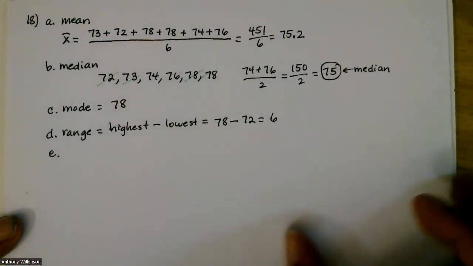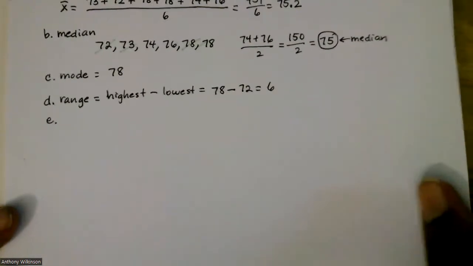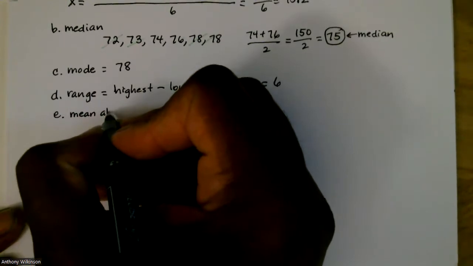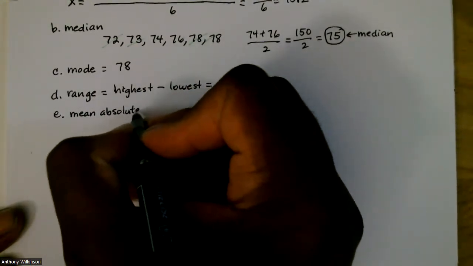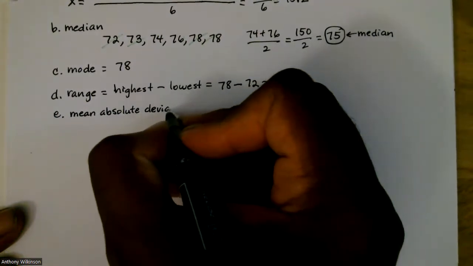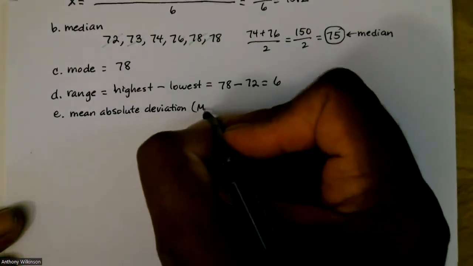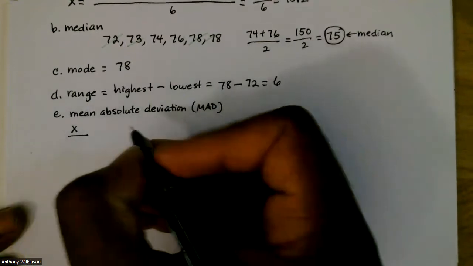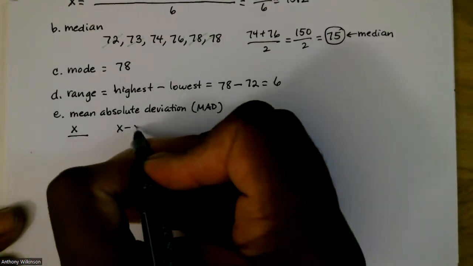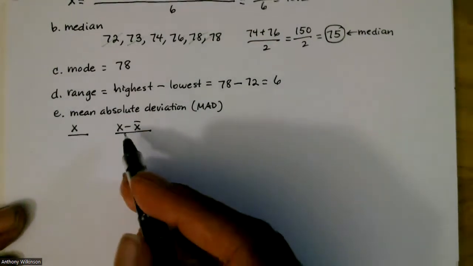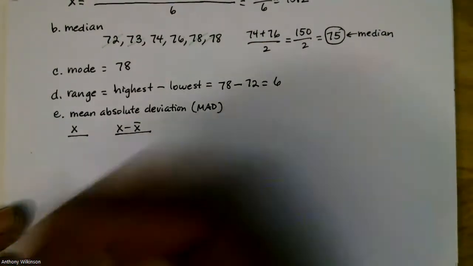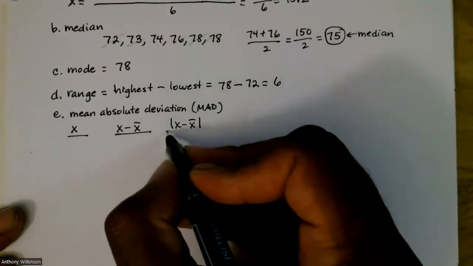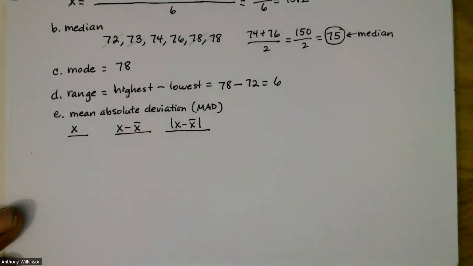And then part E is finding the mean absolute deviation. Or in short, MAD. Okay, the first column is always your data, that each data value, which is X. Then X minus X bar is the difference between your data value and the mean. And then the next column is the absolute value. Keep in mind, absolute value is always going to be positive. It's never going to be negative, if you recall.